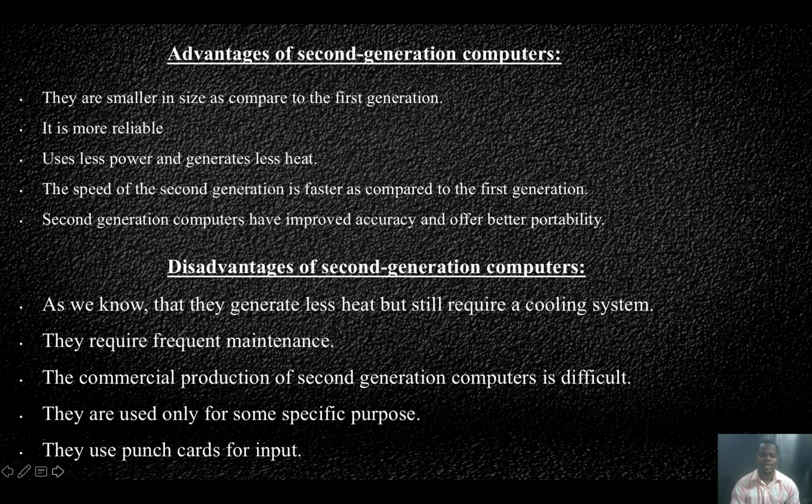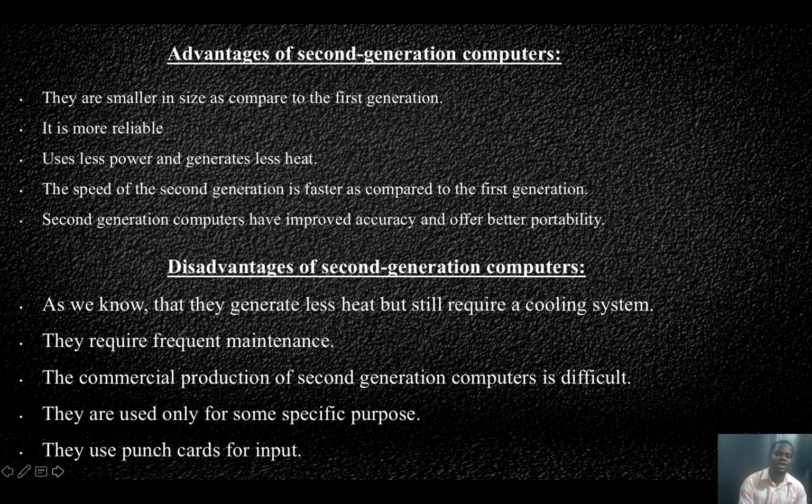Now, you can't get something without advantage and disadvantage. So we have some advantages of the second generation computers, and then we have some disadvantages of the second generation computers. So the advantages, they are smaller in size, they are more reliable, they use less power and generate less heat. What about the speed? The speed of the second generation is faster than the first generation because they told us that those things can perform simultaneous works. They can do so many things at the same time.